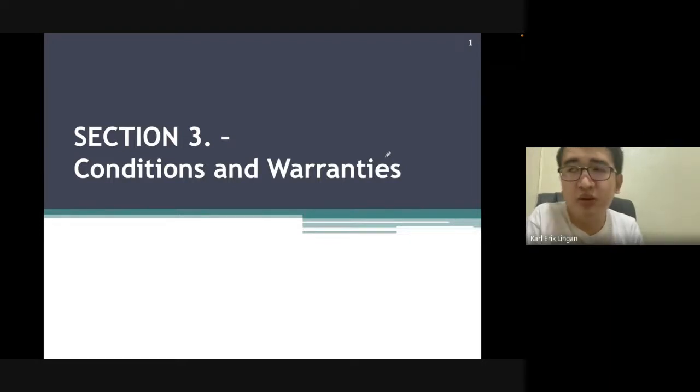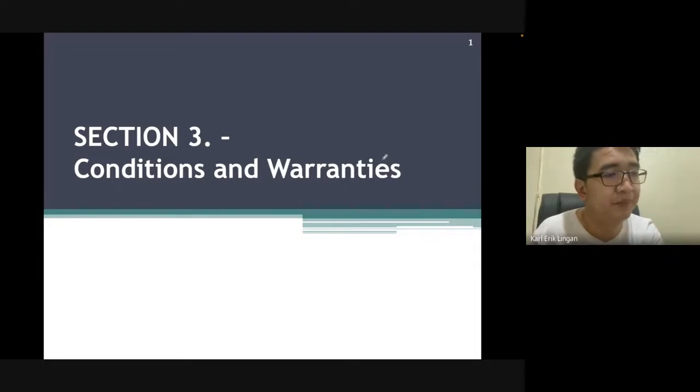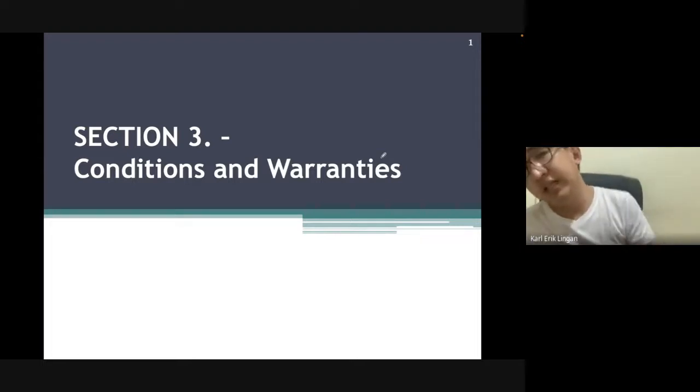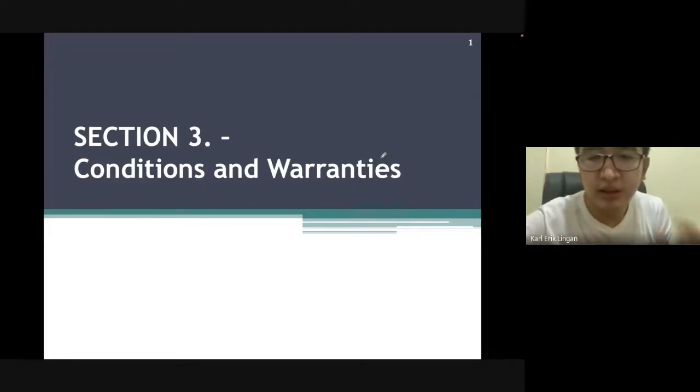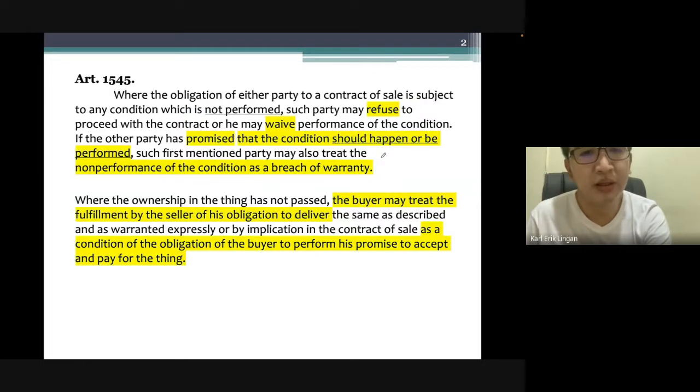So hindi lang siya limited to delivery of the thing, to transferring the ownership of the thing, to taking care of the thing with the diligence of a good father of a family, but it also covers obligations of the vendor as regards conditions and the warranties that the vendor may be liable for. So we'll start with Article 1545.